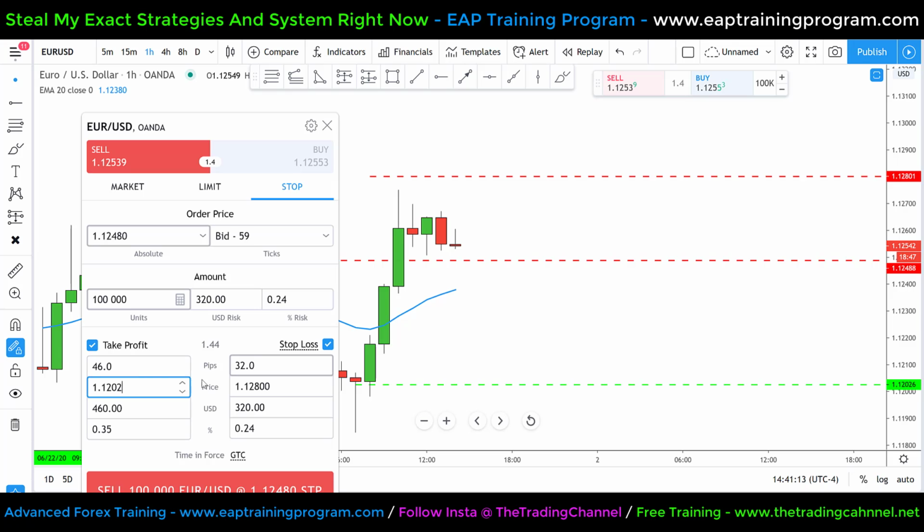1.1202. And clicking the sell button right now would set you up with about 1.5-to-1 risk reward. We can see our 1.4 right here, and this is one of the reasons I love TradingView as a platform. It gives you your risk on the trade. I'm risking 0.24% of the account right now, and it gives you your risk reward right here in the middle.